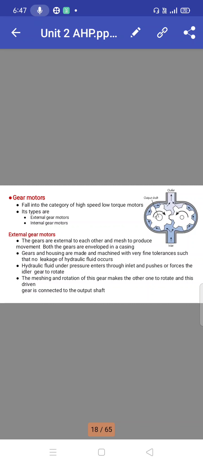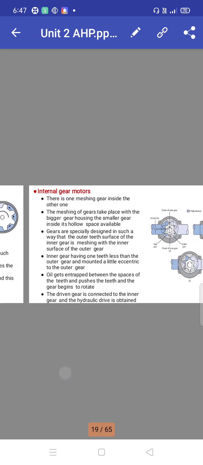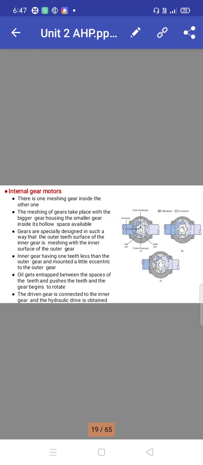Hydraulic fluid under pressure enters through the inlet and forces the idler gear to rotate. The meshing and rotation of this gear makes the other one rotate, and this driven gear is connected to the output shaft.